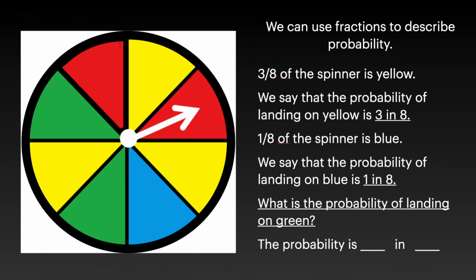Now my question for you is, what is the probability of landing on green? Can you fill out this sentence? The probability is blank in blank? Well, we know that the spinner is divided into 8 equal sections and 2 of the sections are green. So we say the probability is 2 in 8.